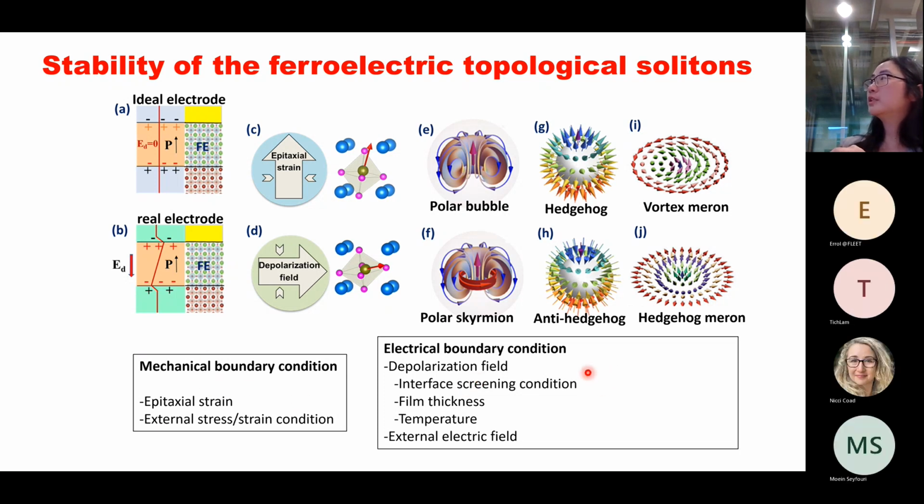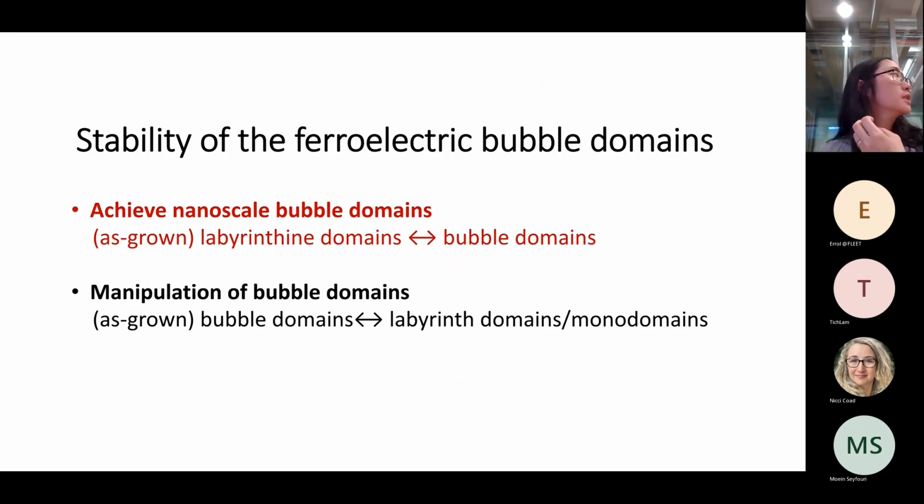And for the electrical boundary conditions, one key thing is the depolarization field. This can be tuned by the interface screening condition and also the film thickness, which also determines the electric field, right? The temperature can also affect the screening conditions. And we can also apply an external electric field to change the electrical boundary conditions. So this is what we are trying to see, whether we can use these factors to manipulate these bubble domains.